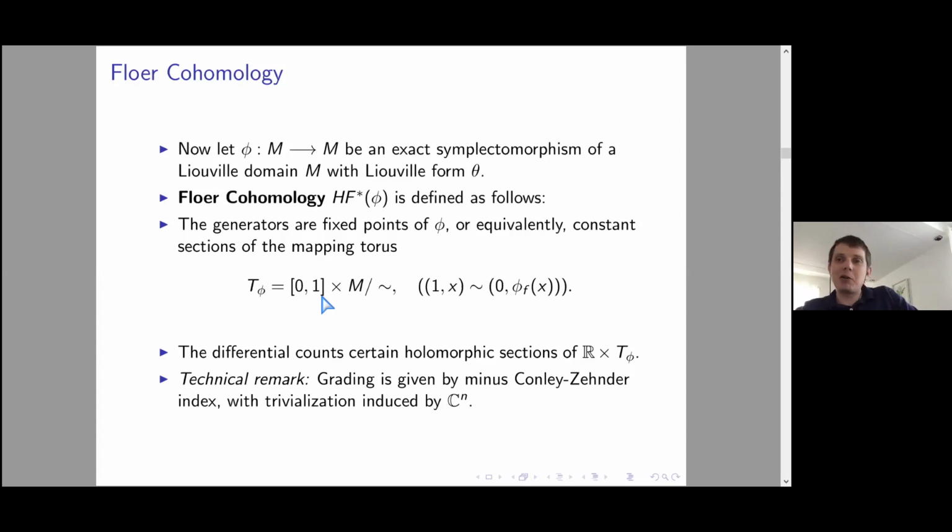Yeah, so my grading convention is minus the Conley-Zender index, induced by the trivialization coming from Cn. I made that decision because I think that's what other people have done in the past, and I don't want to rock the boat. I suspect a better grading for what I'm doing is really some sort of SFT index, but I'm not going to worry about that here. So some of my theorems have kind of horrible grading shifts in them, and that's because I'm not choosing SFT index, and I should, but oh well.